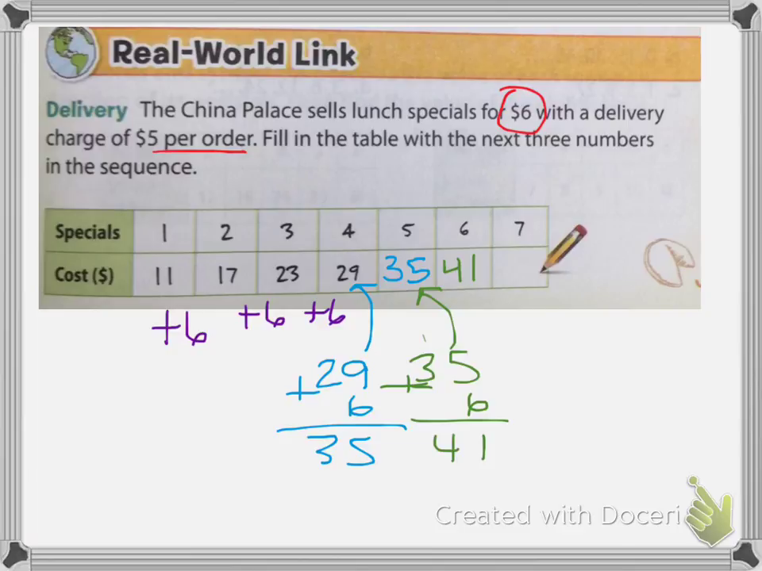And the last one, you're going to take the previous number, which here was 41. We got it from here. We're going to add 6, and we get 47. All right, so as you can see, this is how we fill in the table.